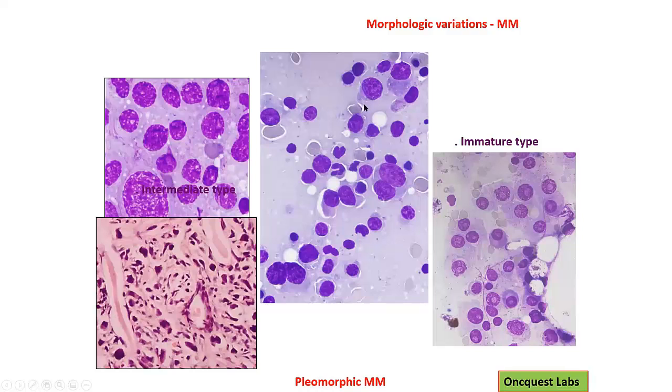This, of course, is a pleomorphic type, all shapes and sizes. And because of the various shapes and sizes, we mistake them for metastatic deposit. This is the intermediate type. This is again pleomorphic type and associated with extensive marrow fibrosis. And again, it looks like a metastatic sarcoma or metastatic carcinoma.